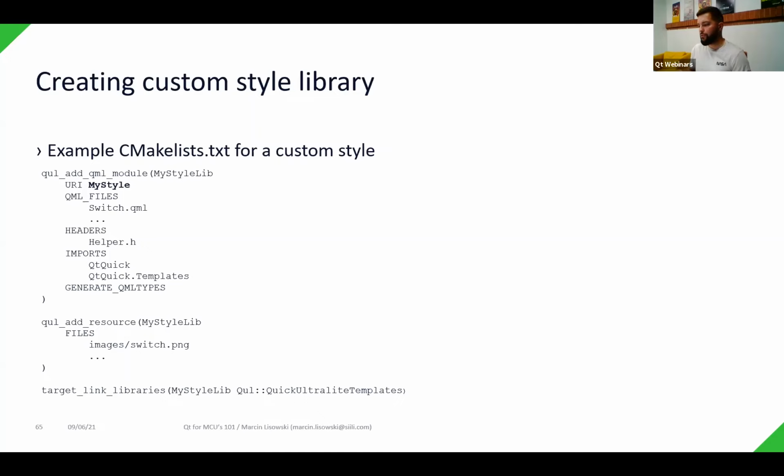So if you are going to use some images in your styles, you have to embed those, of course, for your library as well. And finally, if you are going to create that library, you have to link that with Ultralite templates. And in your final app, you have to link with your library, of course, to have those styles linked to your app.